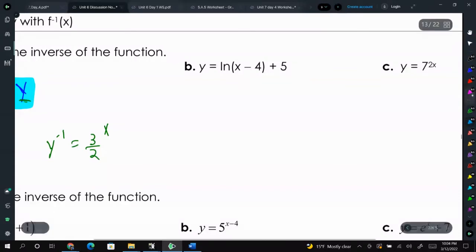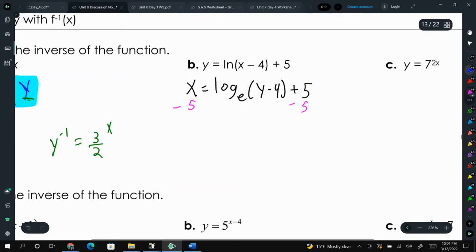All right, now in part B, first thing I'm going to do is I'm going to switch x and y, but I'm also going to change this to log base e. And the reason for that is because when we go to exponent form, it's easier to see what we're going to do. Log is not by itself, so we subtract 5 from both sides, giving us x minus 5 equals log base e of y minus 4.